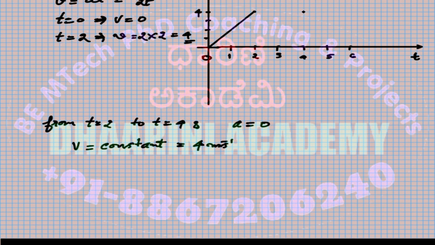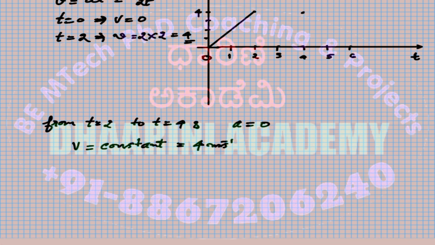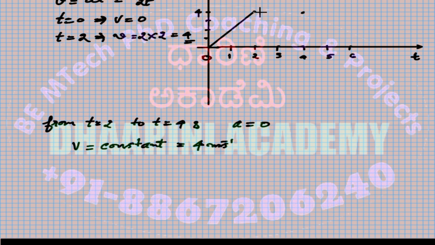So where is 4? 4 is here. So till here this is going to be a constant. Let's connect it. So it is 4 and it will remain 4 from here till here. Okay, that is done. So at t equal to 2 till t equal to 4.